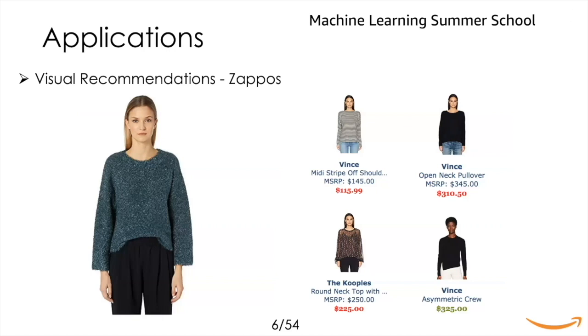Another place where you can see CNNs at work is in visual recommendation. If you've been to the Zappos store, which is the clothing and shoe retailer owned by Amazon, it has a widget that provides visually similar recommendations. So this is the product that you're looking at, and it gives you visually similar recommendations. And this engine is powered by CNNs.